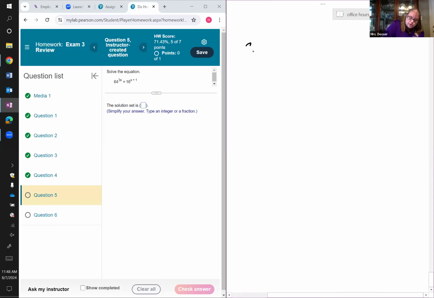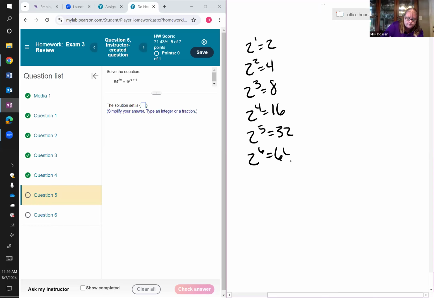And so 2 to the first is 2, 2 to the second is 4, 2 to the third is 8, 2 to the fourth is 16, 2 to the fifth is 32, and 2 to the sixth is 64. And so we can see that we can rewrite 64 and 16 both as powers of 2. 64 is 2 to the sixth power, and 16 is 2 to the fourth power.